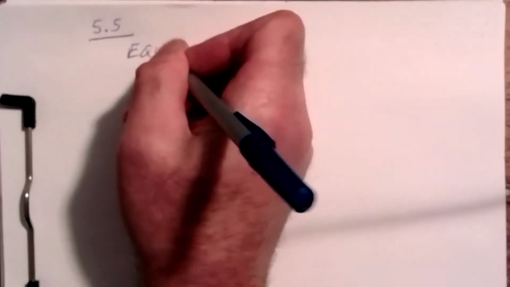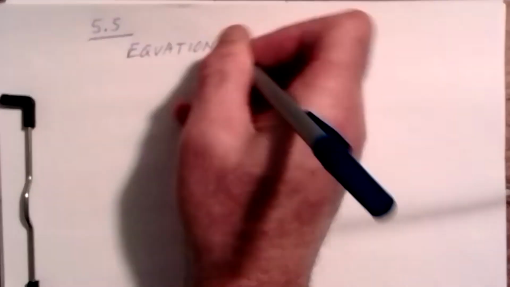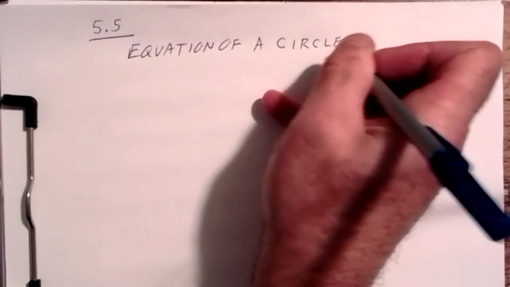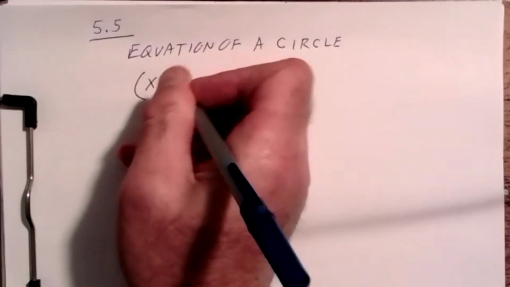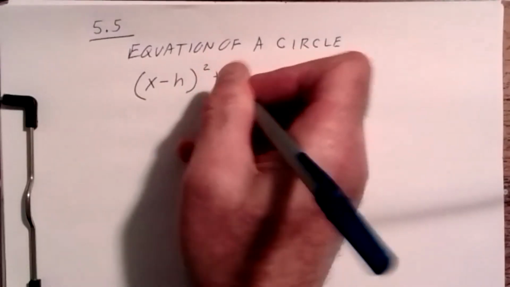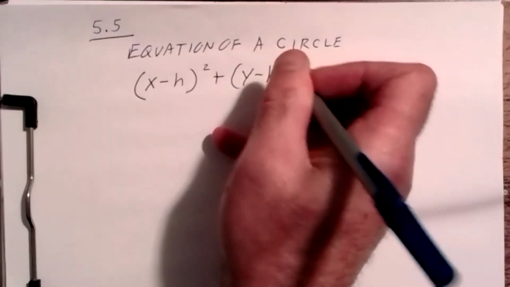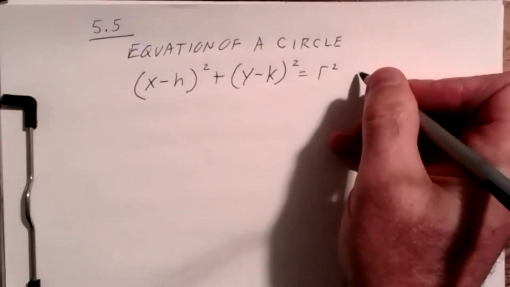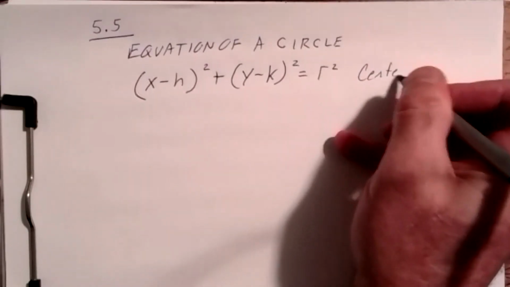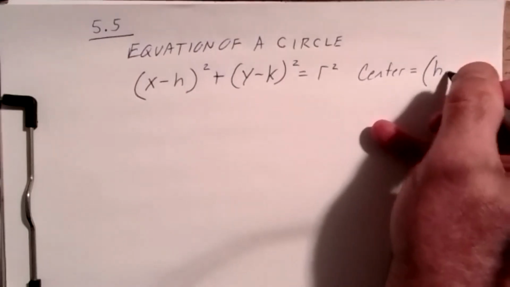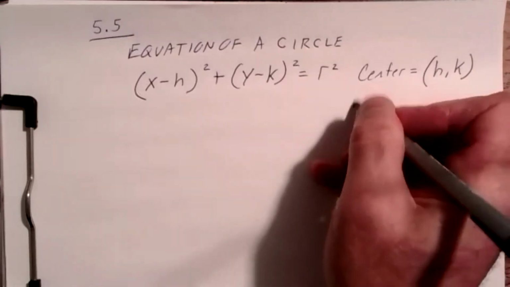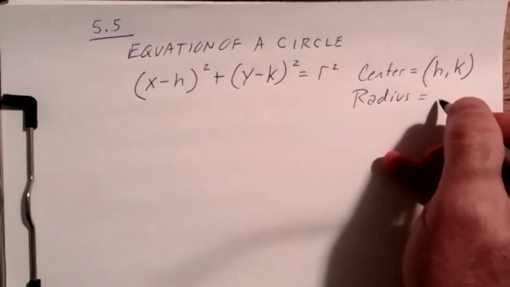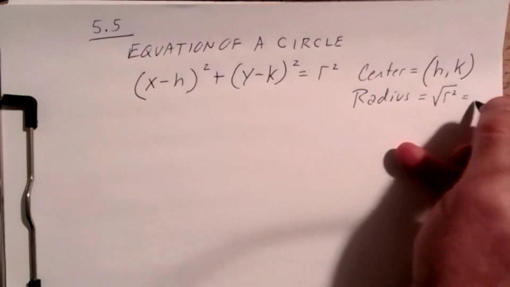We will start off by looking at the equation of a circle. This is the equation of a circle in standard form, where the center of the circle can literally be read off from the equation. It's the ordered pair (h, k). And the radius of the circle is the square root of r squared, or r.